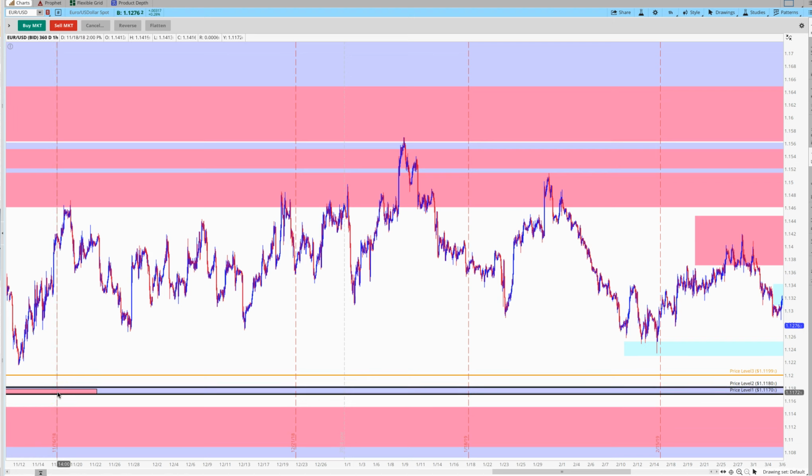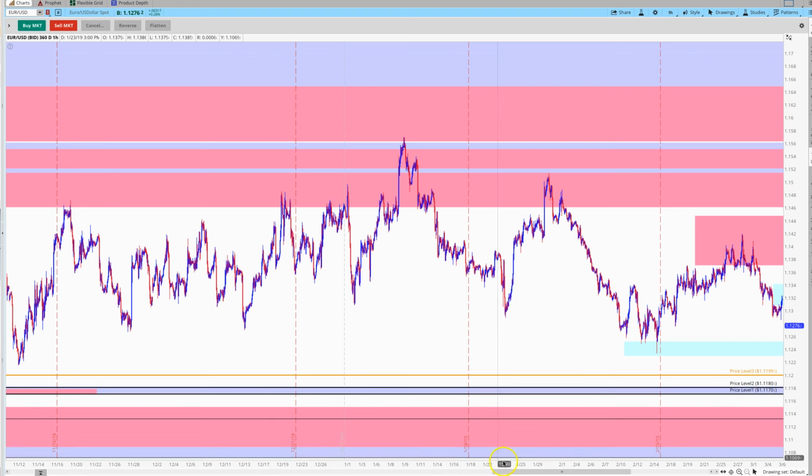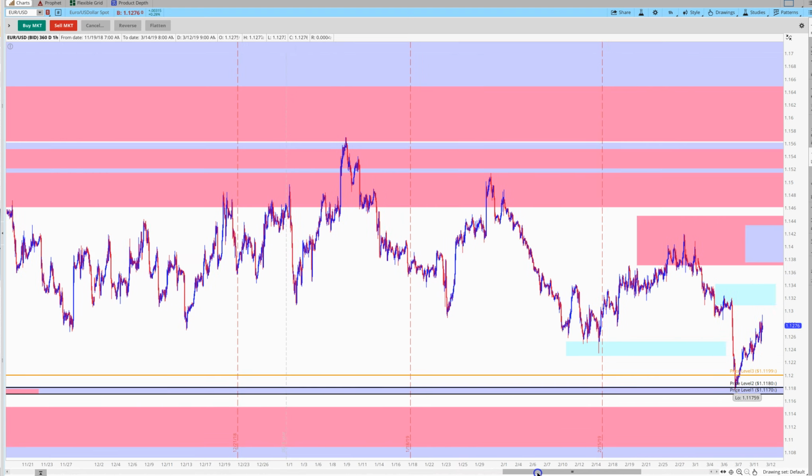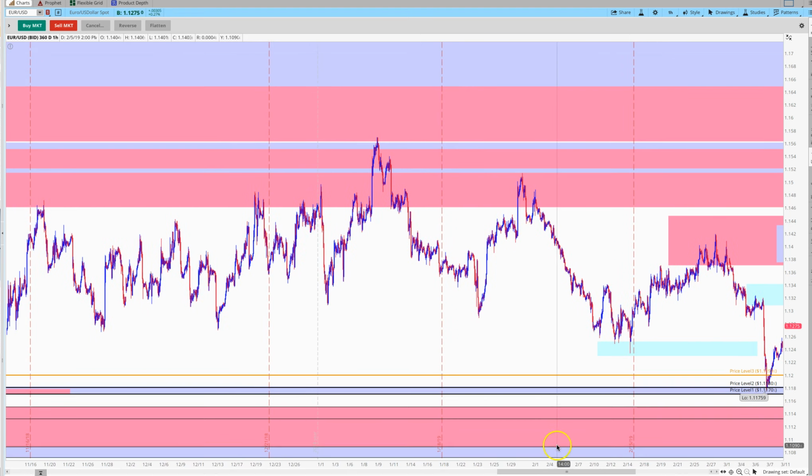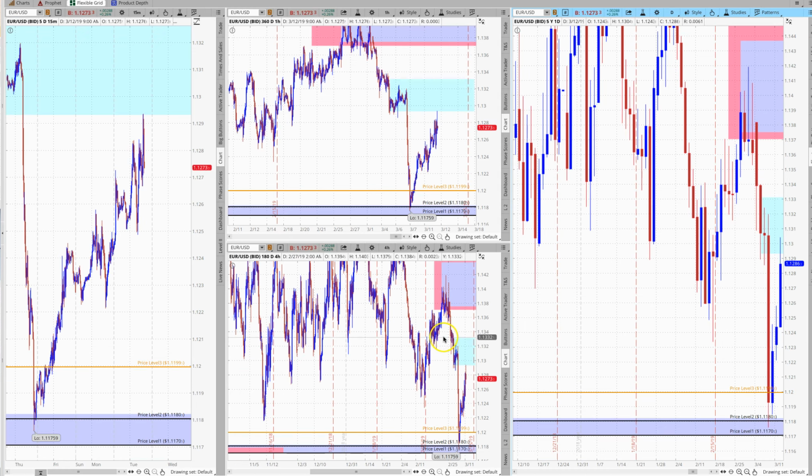So let's go forward in time and see how this played out. And I think this will circle it all back to you guys. So now I'm going to show you guys all time frames. So there it is, guys, from the daily down to the 15-minute, from the monthly down to the 1-minute. You can see how perfectly this plays out.